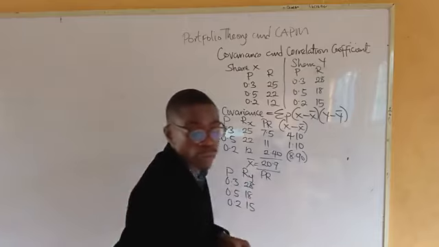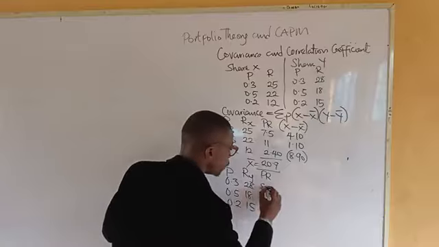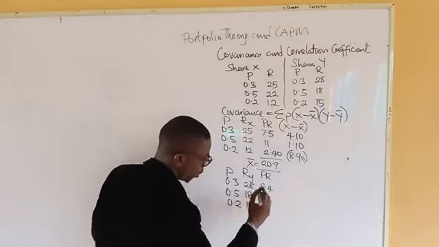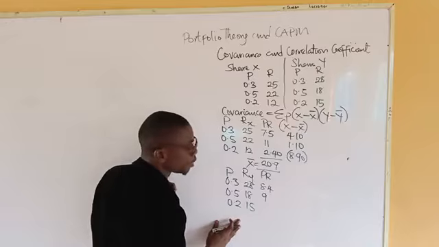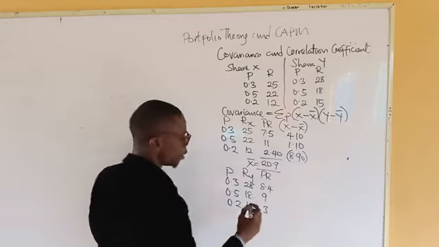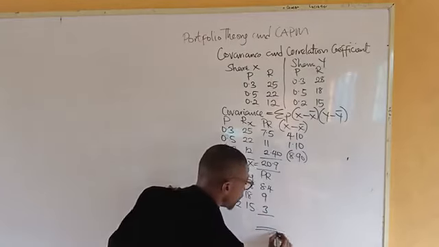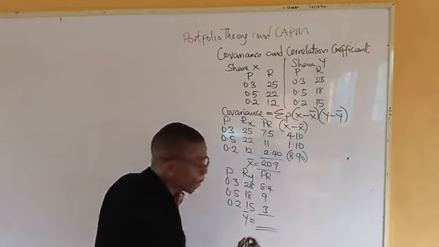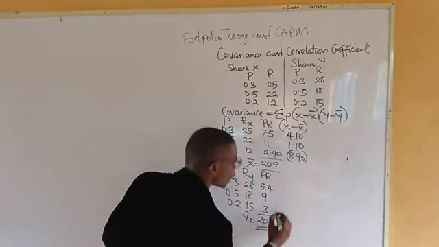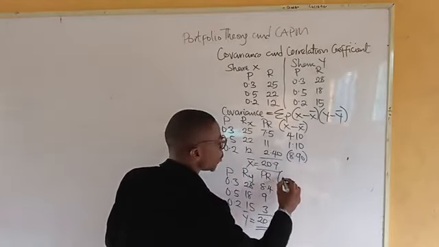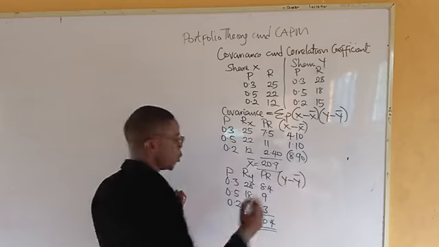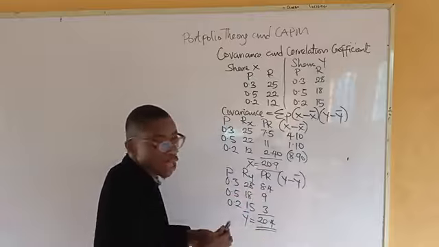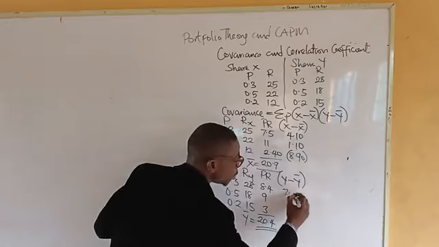So 0.3 times 28 is 8.4. 0.5 times 18 is 9. 0.2 times 15 is 3. So what are we going to get now? Our expected value, which is y bar. So add it together: 20.4. So let's look for our y minus y bar. What's our y? 28 minus 20.4 will give us 7.6.